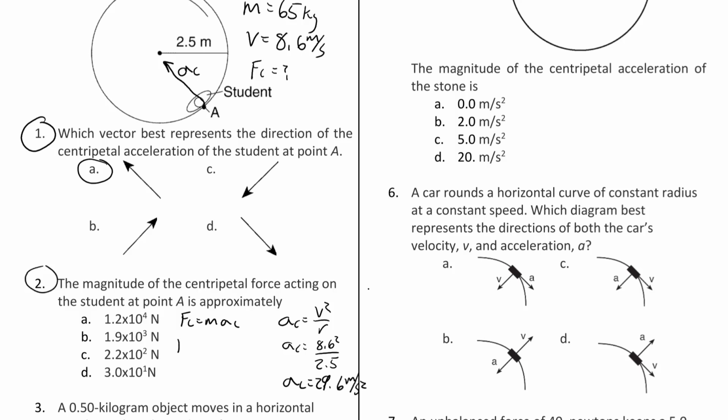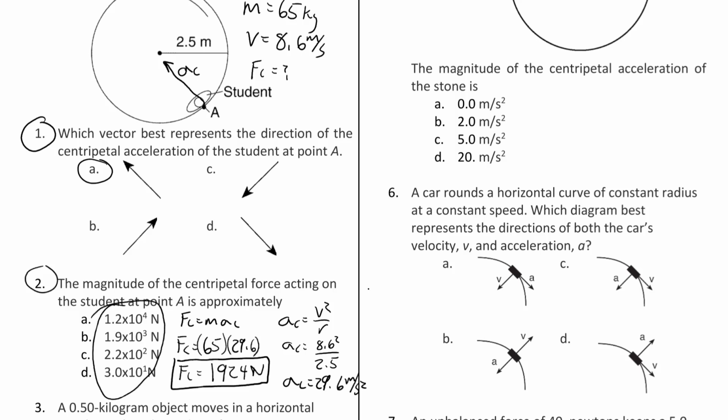Let's see. So now we found the acceleration first, and the mass is 65 kilograms. The acceleration is 29.6. So the centripetal force is 1,924 newtons. Okay, so you get this nice answer, and then you look at your answer choices, and it doesn't really look like your answer.